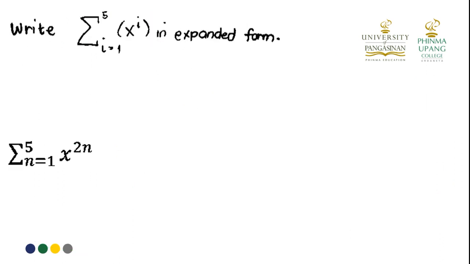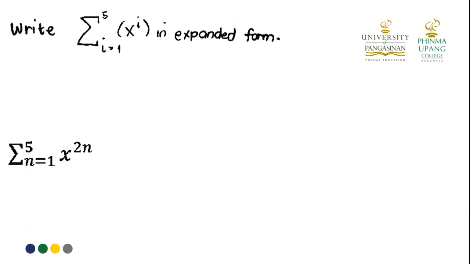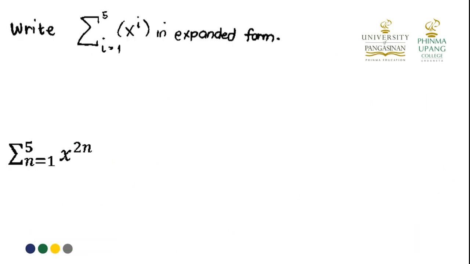Alright. Next, write the first equation in expanded form. What is the difference between finding the sum of the series and expanded form? In series, you're going to expand first, then get the sum, you're going to add. But in expanded form, you just get the terms, but you don't need to write the sum. That's the difference of the two.